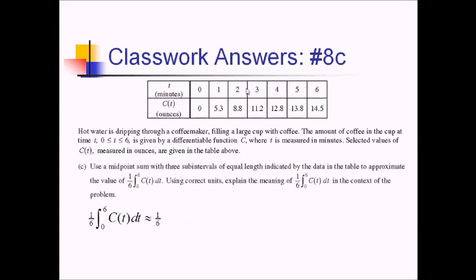Dealing with our first rectangle from 0 to 2, I've got a base of 2 times a height of 5.3, because we have to use the midpoint output value. Next, I've got another base of 2 and a height of 11.2. We have to use the 3 value there. And then finally, a base of 2 times a height of 13.8.